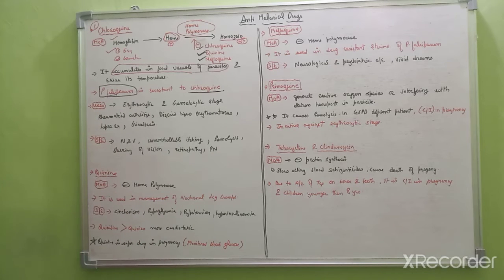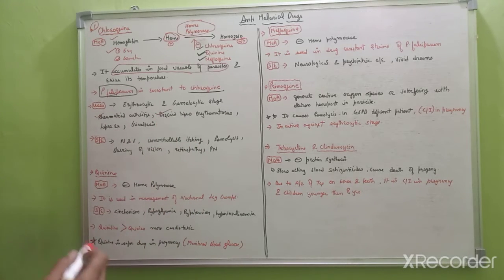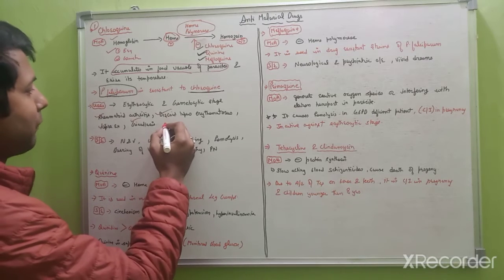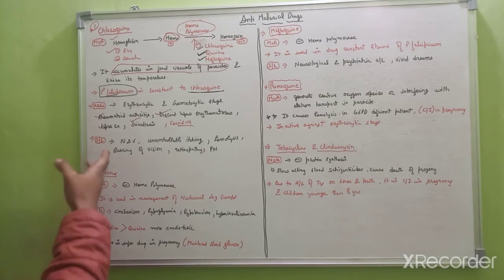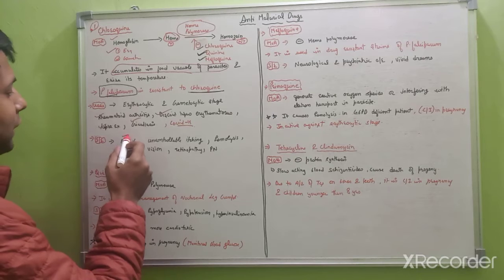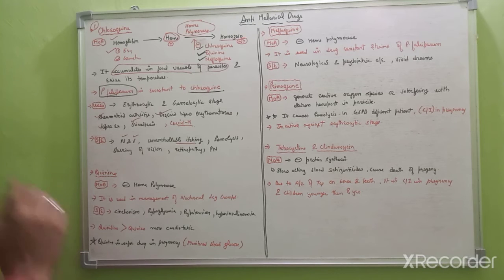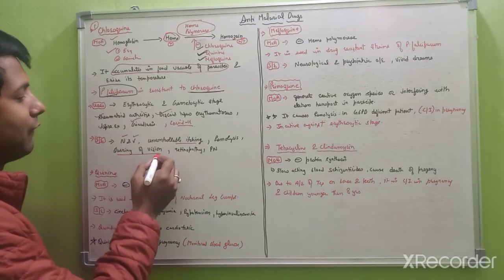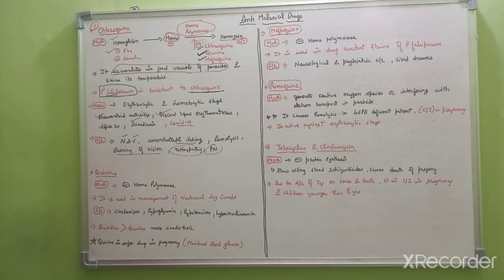Now chloroquine is used in malaria, but it has other uses also, like it is used in the management of rheumatoid arthritis, lupus erythematosus, in leprosy, in amoebiasis, and recently we have seen it is also used in the management of COVID-19. These are some side effects of chloroquine: it causes nausea, vomiting, uncontrollable itching, it causes hemolysis, especially in G6PD deficient patients, it causes blurring of vision, retinopathy, and also peripheral neuropathy. So this is about chloroquine.